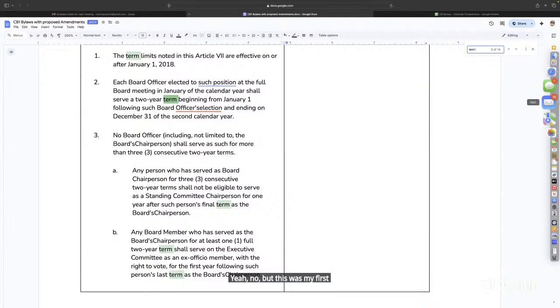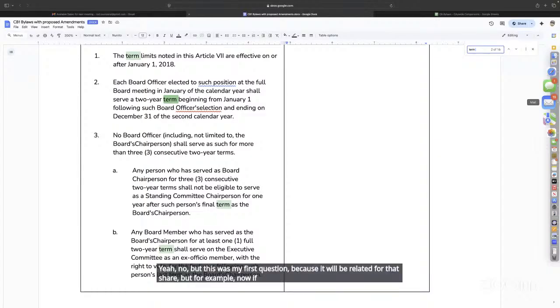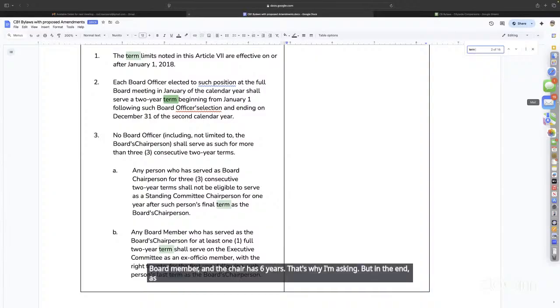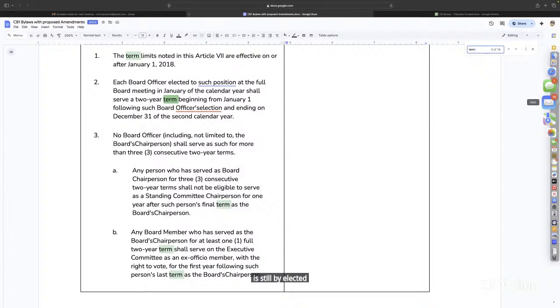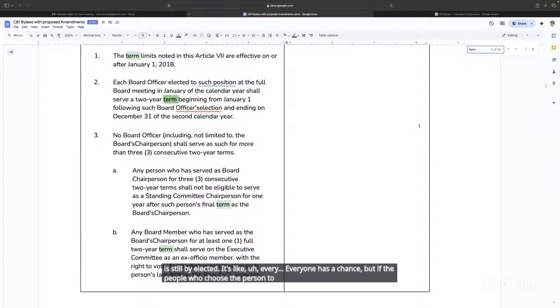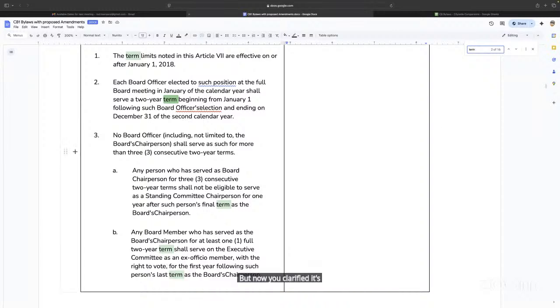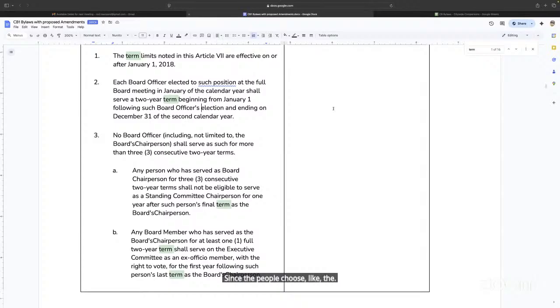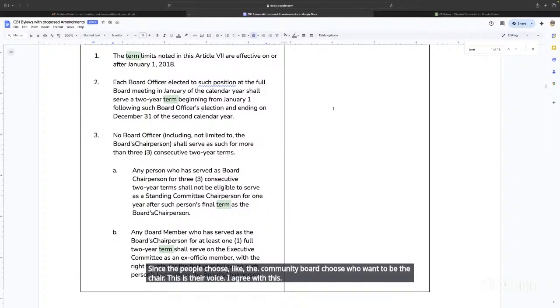No, but that was my first question because it relates to the chair. For example, if I am going to be 8 years there and 6 years as a chair, I'm not talking about now because now we still have the old fashioned. But in the future, if I have 8 years as a board member and the chair has 6 years, this is why I'm asking. But in the end, as Adam said, it's still by election. Everyone has a chance. If the people choose the person to stay 6 years, that's okay. Now you clarified it is 8 years, and the person can stay 6 years, like 3 terms, and they have the vote. Since the community board chooses who wants to be the chair, this is their voice. I agree with this. Thanks a lot. I only wanted clarification on the years and numbers.